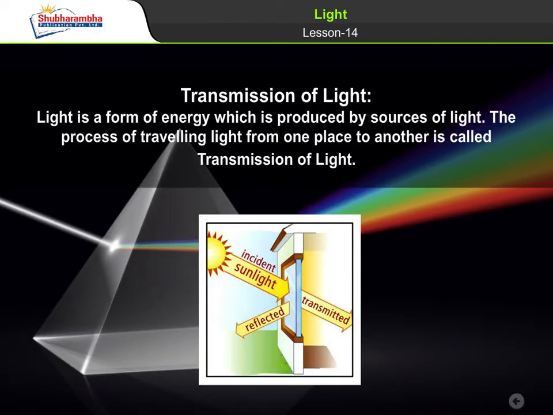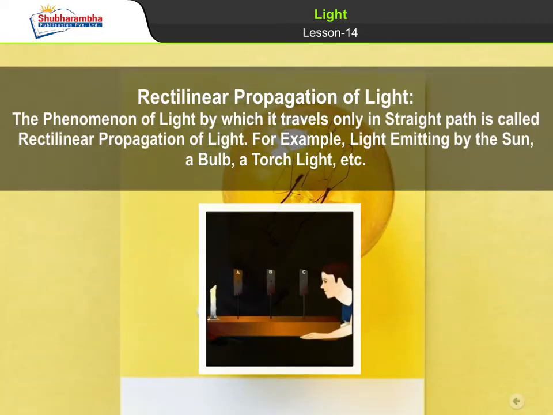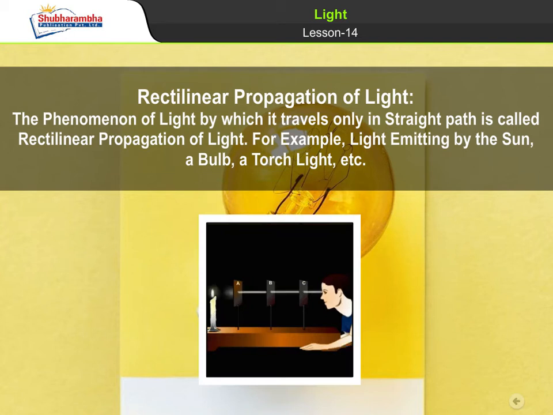Transmission of light. Light is a form of energy which is produced by sources of light. The process of traveling light from one place to another is called transmission of light. Rectilinear propagation of light. The phenomenon of light by which it travels only in straight path is called rectilinear propagation of light. For example, light emitting by the sun, a bulb, a torchlight, etc.